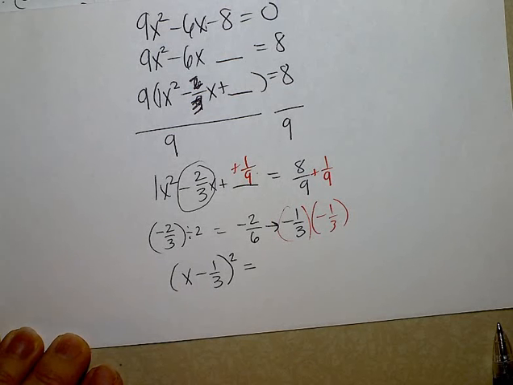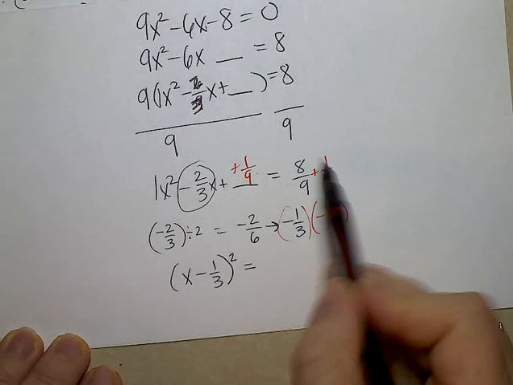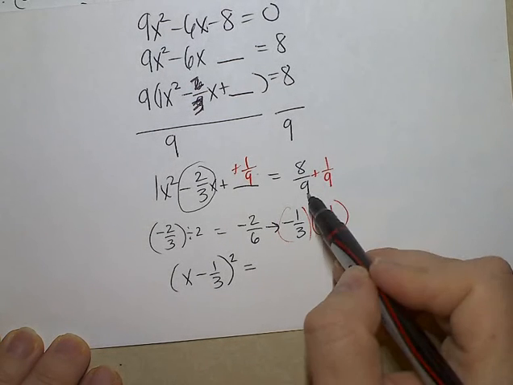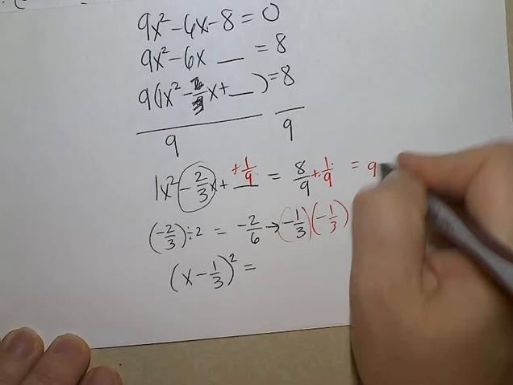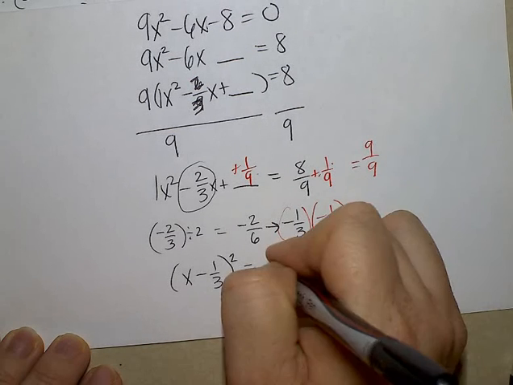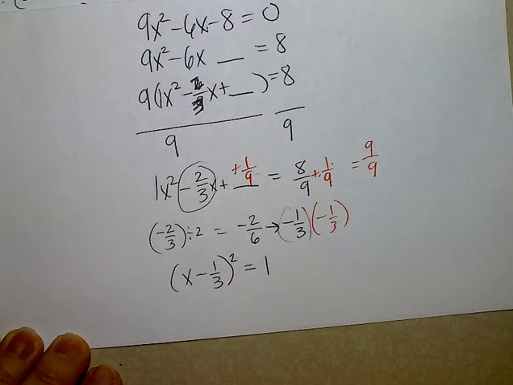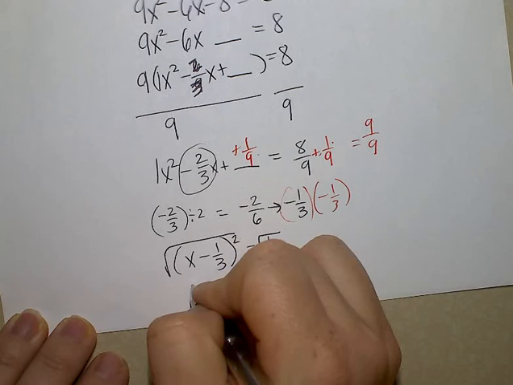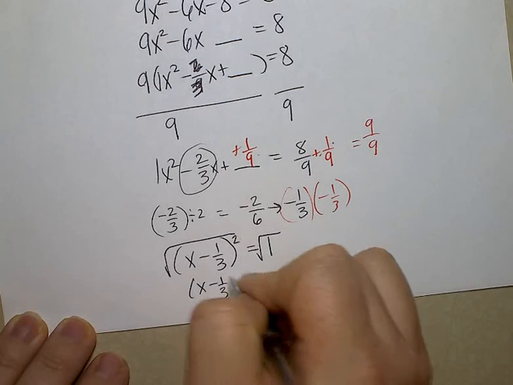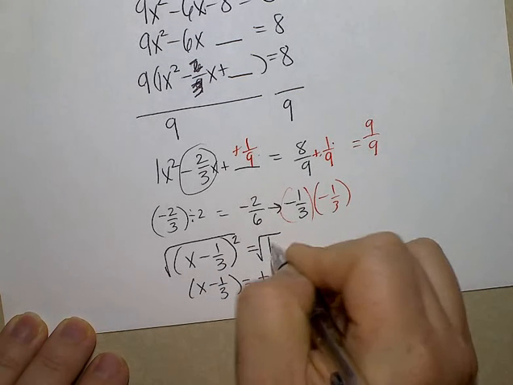Now normally I would suggest use a calculator, plug this into the calculator and let that do the work. But here we can see we already have a common denominator. 8 plus 1 is 9, and 9 over 9 is 1. Take the square root of both sides, recognizing you're going to have 2 answers. Square root of 1 is 1.